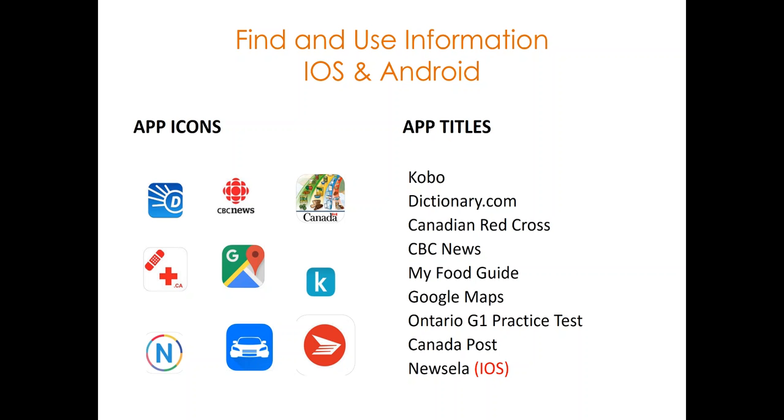There's Kobo, which is an e-reader. You just get the e-reading app and you can borrow books from your local library, e-books, and use them to read on your device. A dictionary app, which is very straightforward. Something like the Canadian Red Cross, I thought was a useful one because it's an app with all kinds of first aid and basic health information. And I thought, well, that could be a very useful basis for a lesson or a learning activity.